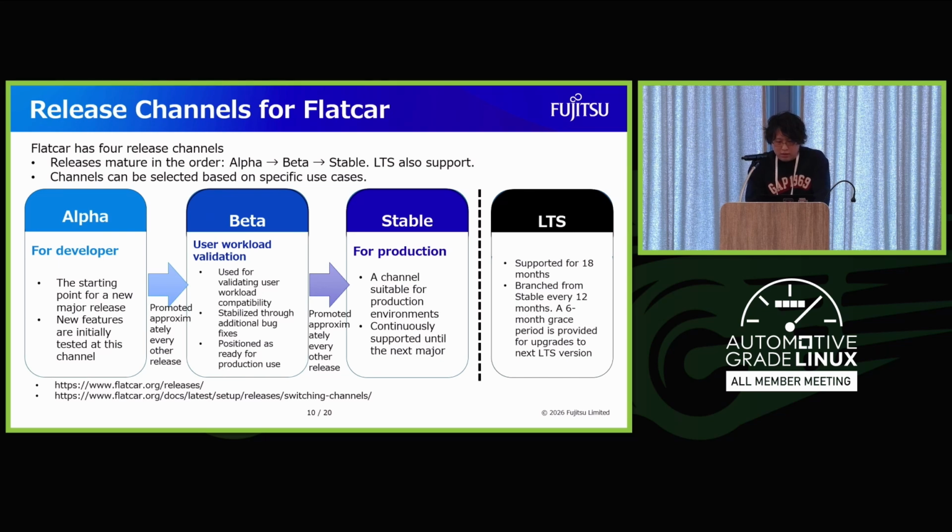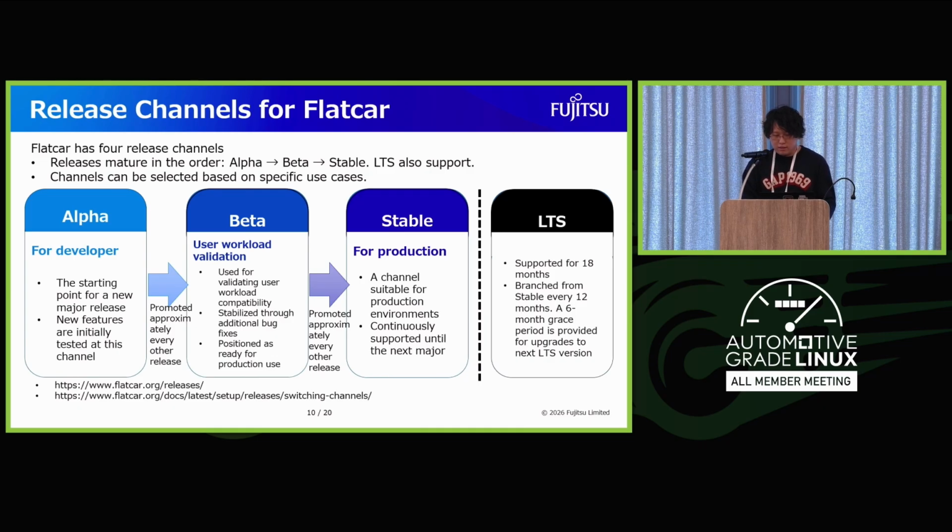And Flatcar has 4 release channels: alpha, beta, stable, and LTS. They mature in the order of alpha, beta, and stable. The alpha channel is mainly for developers. New major releases start from this channel, and new features are initially tested here. After that, some releases are promoted from alpha to beta.